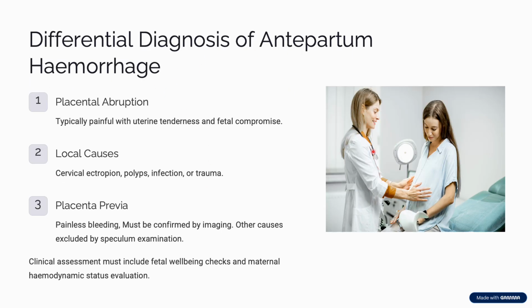Differential. Any woman coming in with bleeding during pregnancy, if it is painful, with a very tender uterus and also an abnormal CTG, there is a risk of placental abruption. Sometimes it's not placenta previa, the placenta is high up, and there's no pain. It could be just local causes, cervical ectropion, which is quite common in pregnancy, a polyp, or a vaginal infection like severe candidiasis, or trauma. With previa, the bleeding is usually painless, but the diagnosis is not made by examination. It has to be confirmed with a scan.